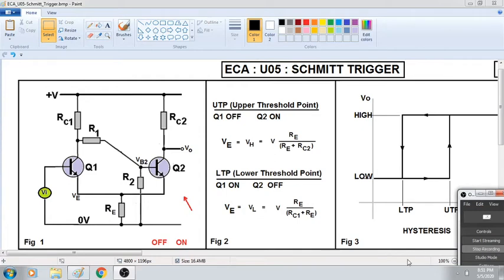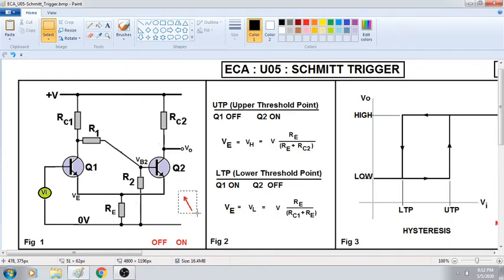Hello everyone, welcome to a video lecture on Schmitt trigger, which is a slight variation of bistable multivibrator. So I'll just show you how Schmitt trigger is different from bistable multivibrator, and then we will try to understand some important features of the behavior of the Schmitt trigger. So how are Schmitt trigger and bistable multivibrator more or less similar? Let us look at that first.